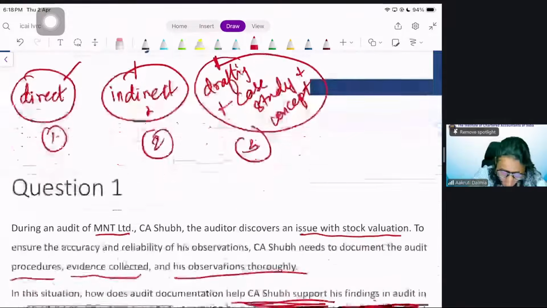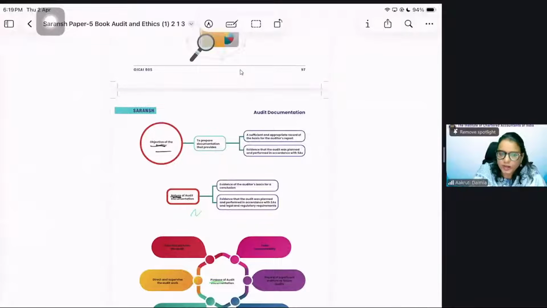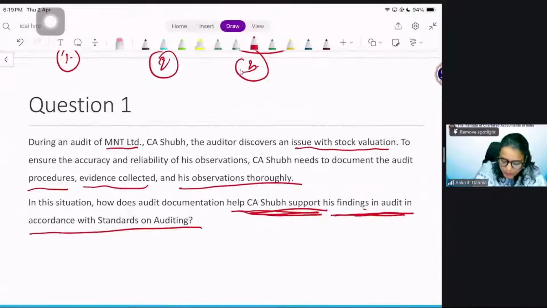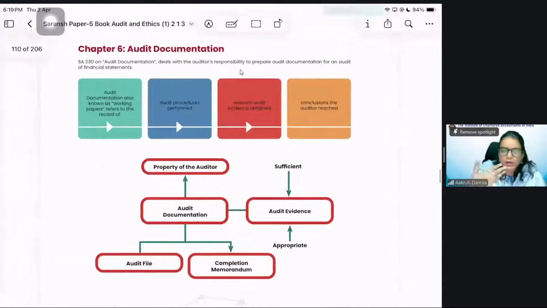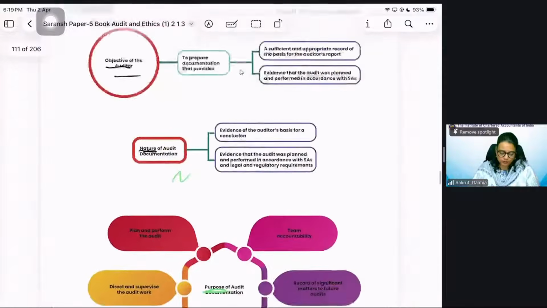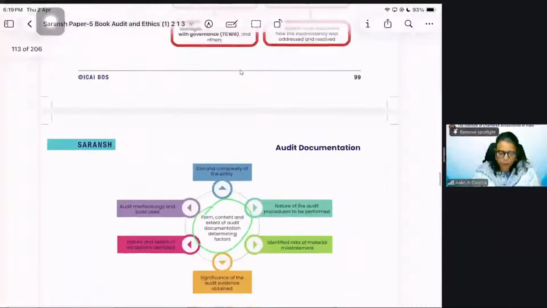Okay. So if it is a type 2 question, I am giving you an open book test. Question आपको दिखा दिया है मैंने. I have already shown you the question. How does audit documentation help CA Shubh support his findings in audit in accordance with standards? I have shown you the question. These are the possible answers. Book is in front of you. आपके हाथ में आपकी book होगी ही. Can you tell me which points we have to write in this question? Give me a hint. Open book test, imagine. Now choose. Let's see if you can understand the requirement of the question or not.